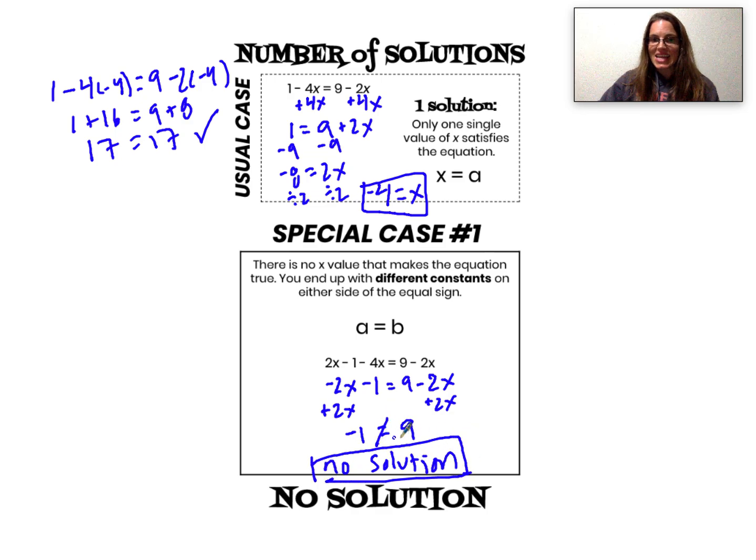Negative 1 does not equal 9. There's no value of x that I can choose that can make negative 1 equal 9. Therefore, there's no solution. No value of x can be found to plug into this equation and make a true statement.